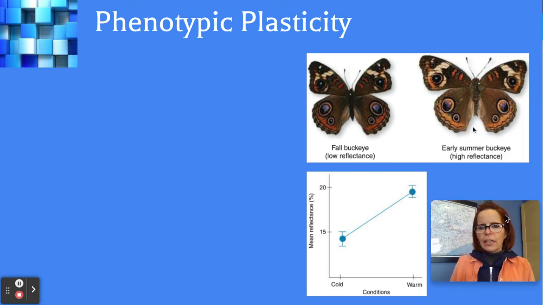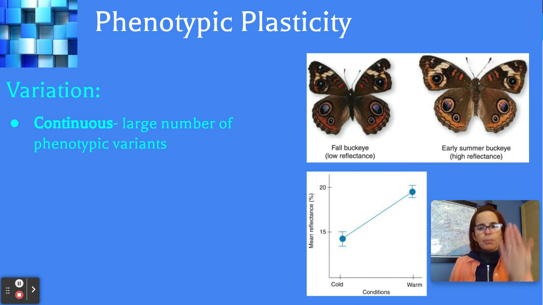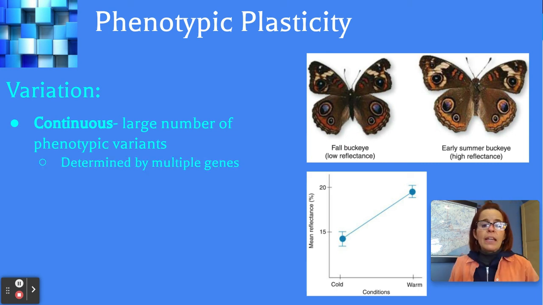Okay, so let me get out of here for just a second. So I said I was going to mention the significance of multiple genes. So variation, you can have blue or red flowers, and there's just two choices and there's not a lot of variation. We call that discontinuous. Or you could have an example like height, where you have somebody who's 4'6", 4'7", 4'8", 4'9", all the way across. More and more people in the middle, less and less people. That's continuous. Where you have a large number of phenotypic variants, that's usually determined by multiple genes, as height is.